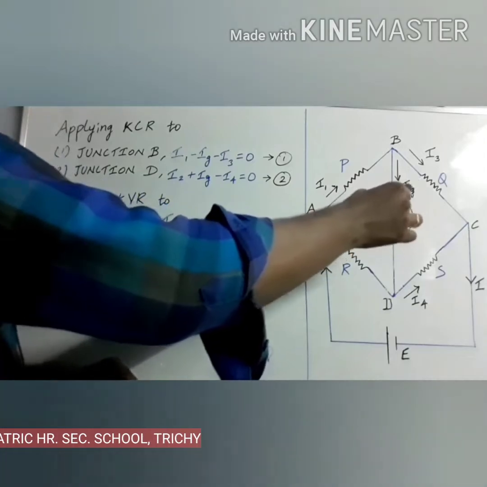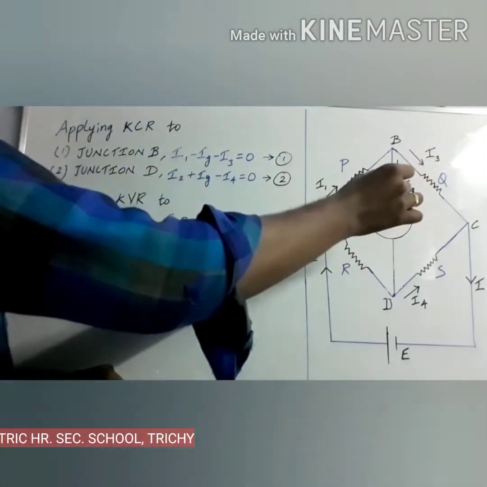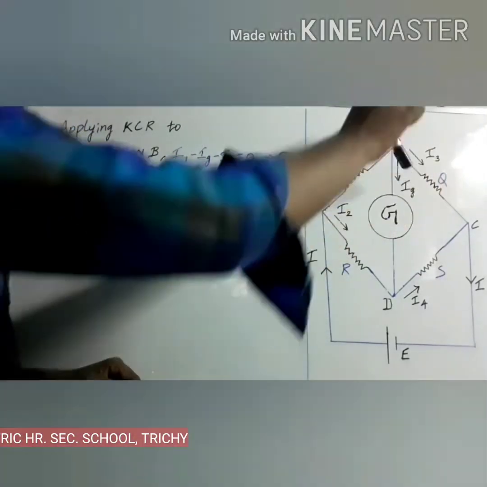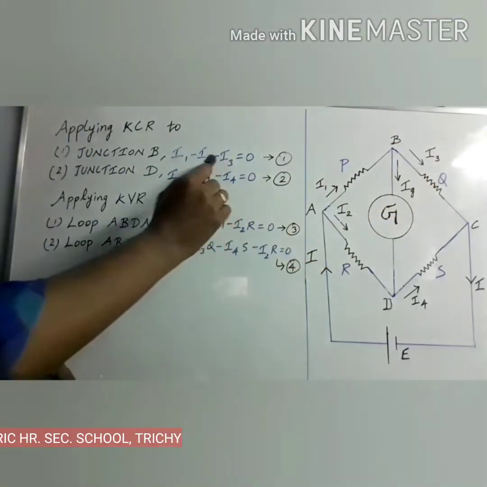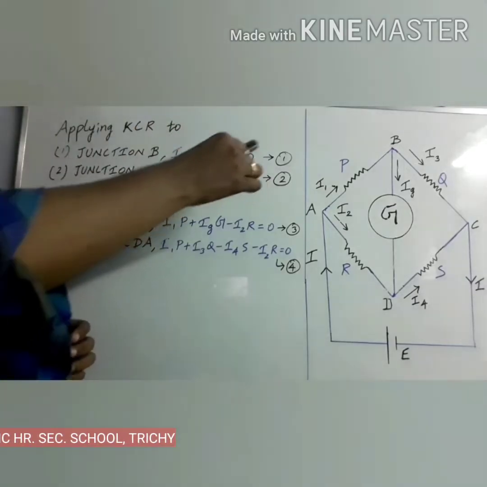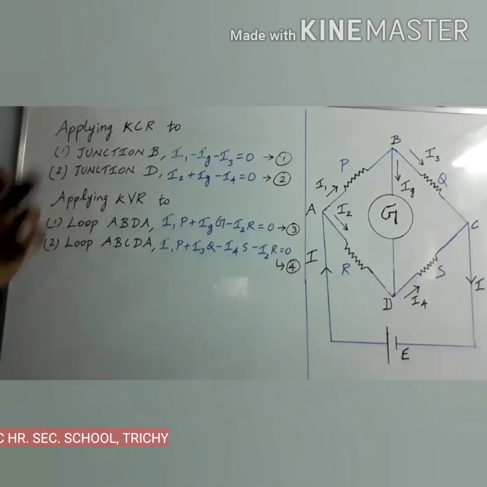Second current Ig, that is current passing through the galvanometer, it's leaving the junction B, so we get the negative value, minus Ig. And the third current I3 is also flowing away from the junction, so we will get the negative sign. So I1 minus Ig minus I3, the algebraic sum of the currents, will be equal to 0. That's the first equation.